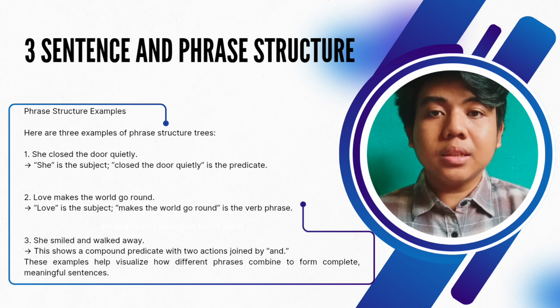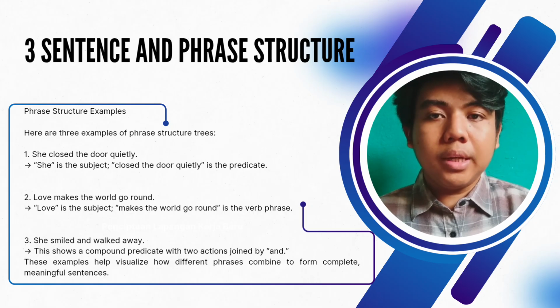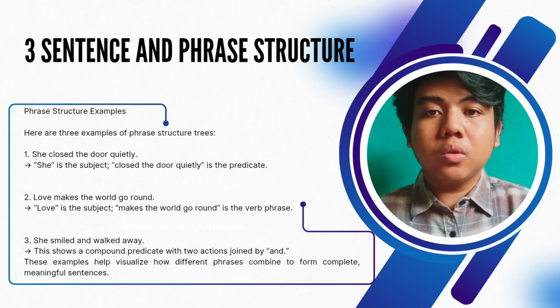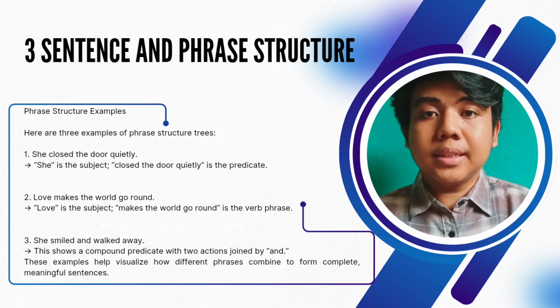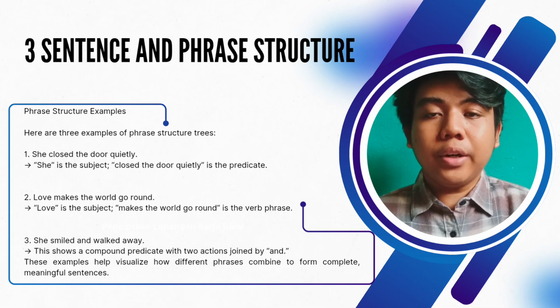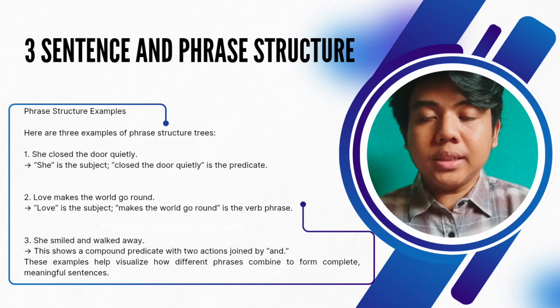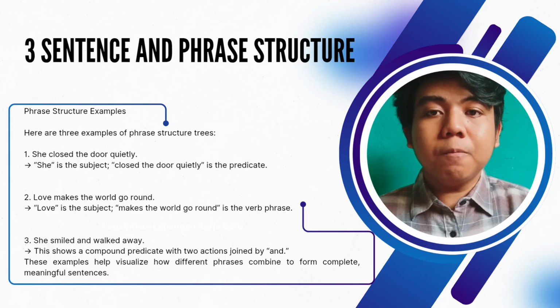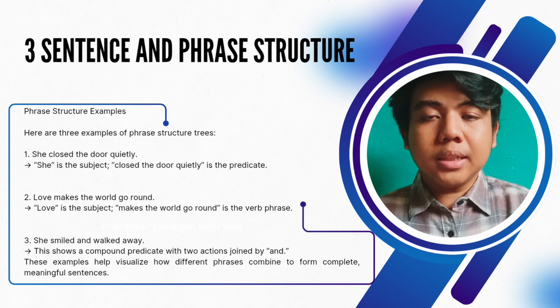Then the second sentence, love makes the world go around. In this one, love is the subject and makes the world go around is the verb phrase. And third is she smiled and walked away. This sentence shows a compound predicate. There are two actions joined by the word and. These examples show that sentences are made up of smaller phrases that fit together according to grammatical rules.